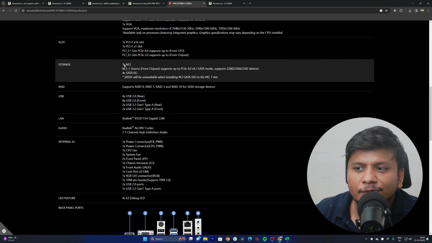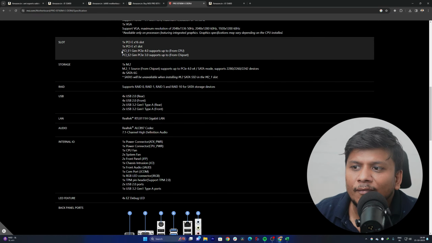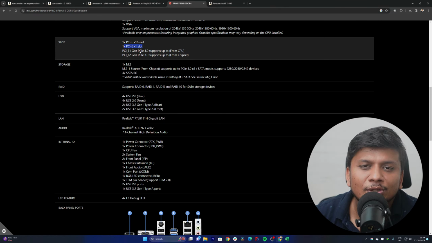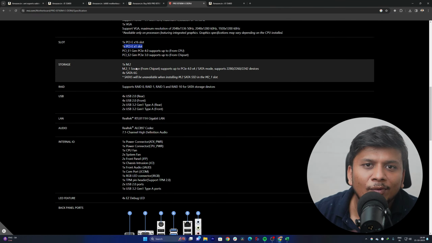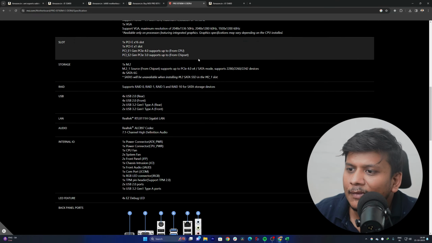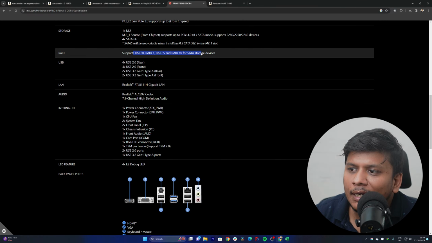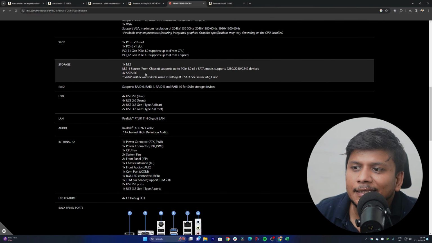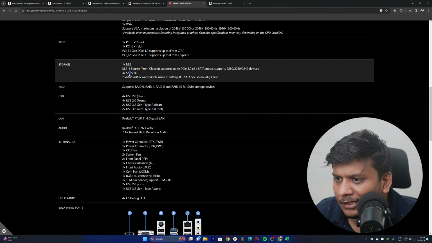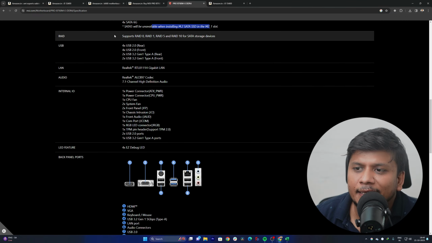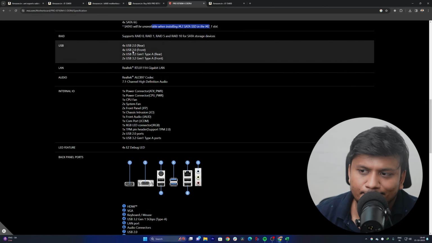Then for storage, we have got one M.2 slot, which is great, I would say. And then obviously you can use these slots to put another M.2 in case you need two M.2 drives. You can buy one adapter and use these slots. Then if I talk about RAID, it supports all kinds of RAID configurations, as it also has 4 SATA ports, I'm sorry, not 6. So if you want to create a RAID configuration, that is also possible with it.